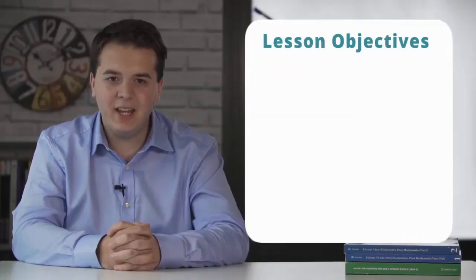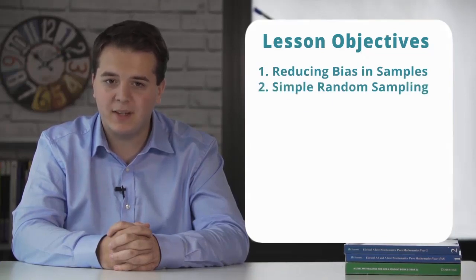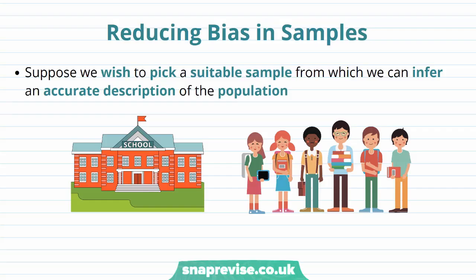Hi guys, in this video we're going to take a look at reducing bias in samples, simple random sampling, examples, and then we'll finish with a summary. So how do we reduce bias when taking samples?